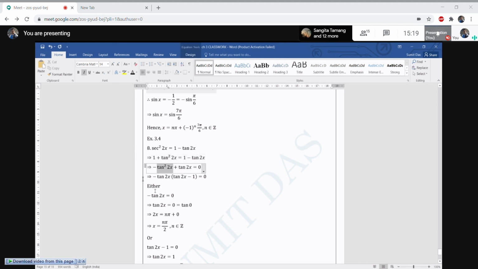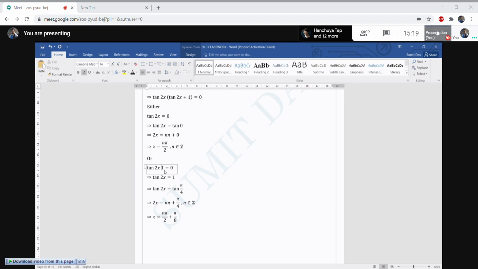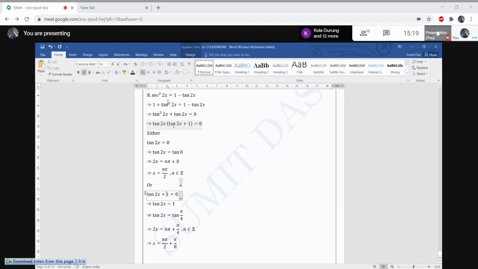So here it will be plus, here also plus, and here also plus. So it will not make any further change. Understood? This one mistake I made. 1 obviously cancels from this, but with this plus, it will be tan 2x plus 1. So tan 2x equal to 0, this part is okay. So obviously you can see it will be tan 2x plus 1 equal to 0, so tan 2x will be minus 1.